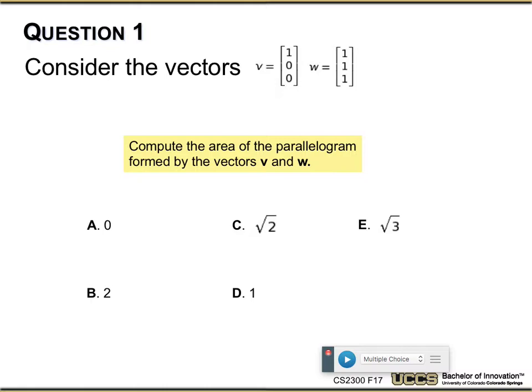Okay, so consider the vectors v = (1,0,0) and w = (1,1,1). Compute the area of the parallelogram formed by the vectors v and w. This is the area, not the volume, of the parallelogram. And you can work with a neighbor.